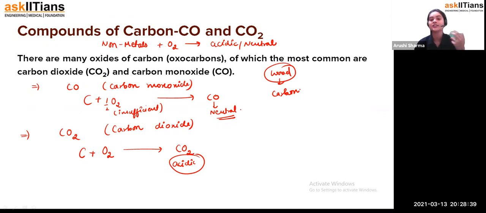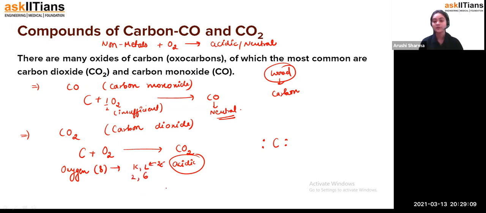So these two are the oxides of carbon, and eventually we can also call them compounds of carbon. CO and CO2. Now you will ask, ma'am, how are they forming bonds? Because we know that carbon has four electrons. So for CO2, students, if you notice, carbon has four electrons in its outer shell. And for oxygen, the atomic number is 8, so the electronic configuration is 2,6. That means it requires two electrons in its outer shell to attain the electronic configuration of noble gases.